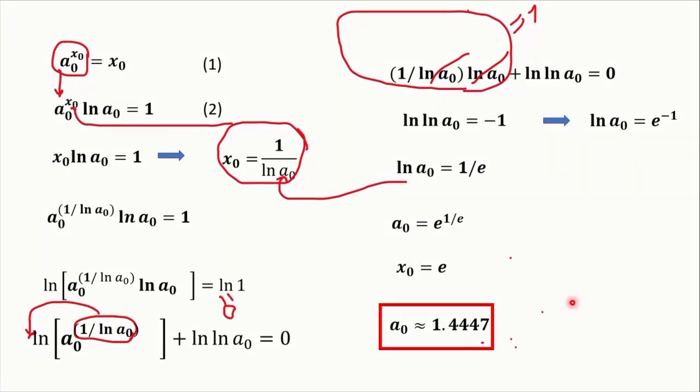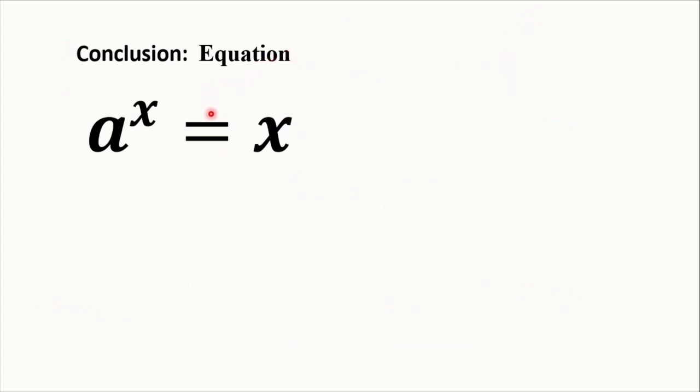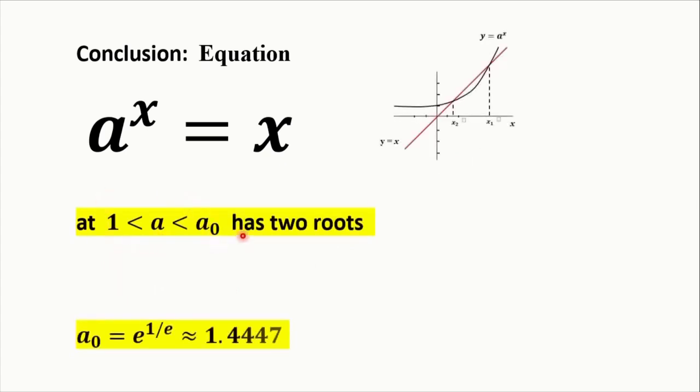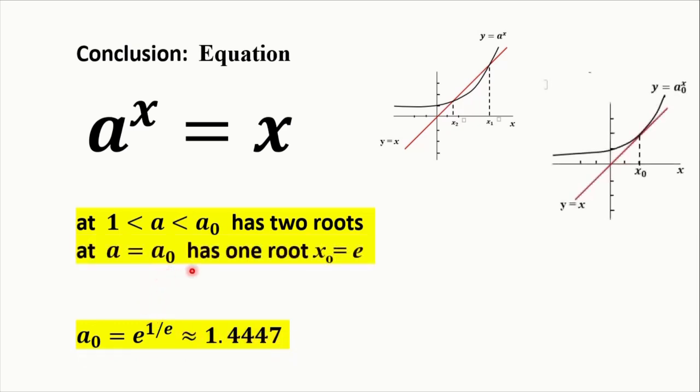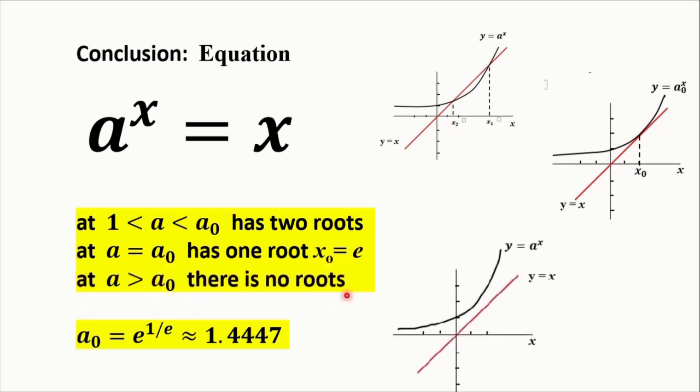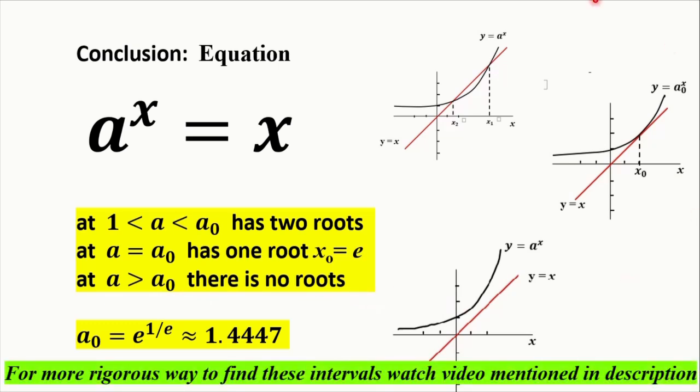In conclusion, we may say that equation which we considered at a from this interval has two roots. a0 is given here. At a equal a0 has one root, and at a greater than a0 there is no roots. On the right you can see graphical illustrations of each of these cases.